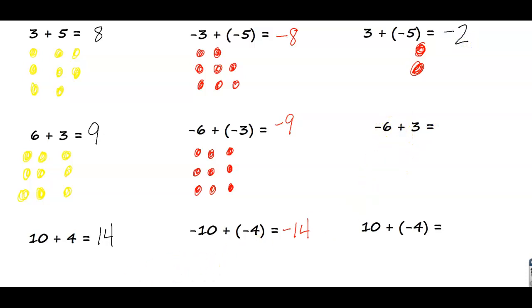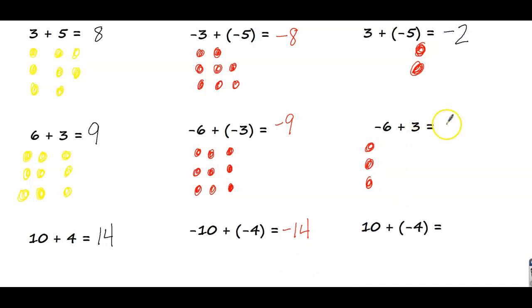Let's do the same with this one. We have -6, 1, 2, 3, 4, 5, 6. And to that, we're going to add 3 positives. 1, 2, 3. All right? So now we remove 0 pairs. Always remove 0 pairs if you have them. That's a 0 pair. That's a 0 pair. That's a 0 pair. So once those have been removed from my problem, what am I going to have left?